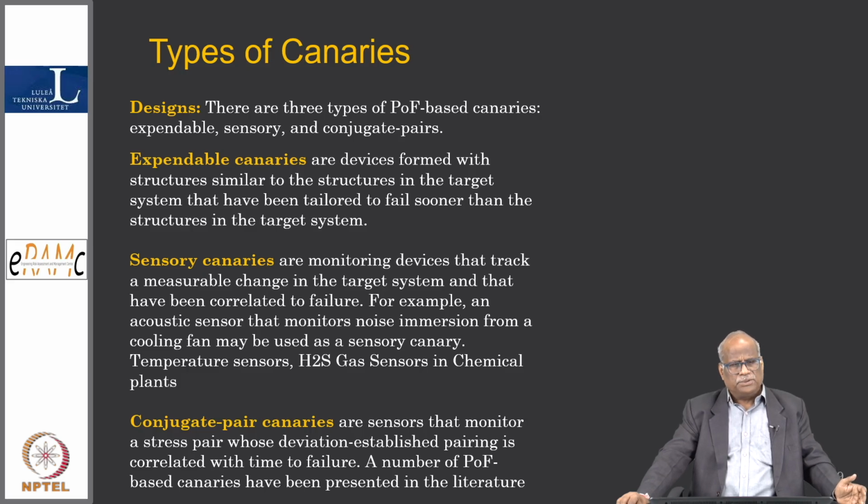And in many places they use a noise pattern in a particular area. So these are sensory canaries, and then conjugate pairs are sensors that monitor a stress pair whose deviation is established by pairing. I have a bearing, I was monitoring the temperature, and I put in one more pair. It is basically a 1-to-1 correlation, because for the bearing I already had a model, and now I put another sensor there. So I got two pairs of canaries, and of course it uses a lot of physics of failure approaches.